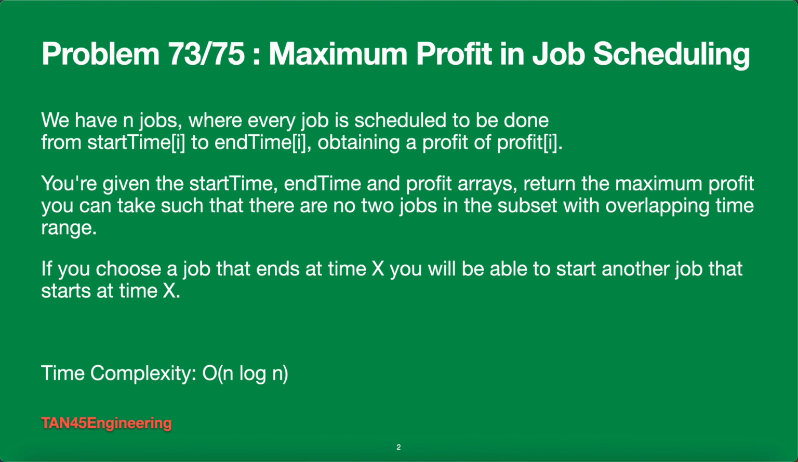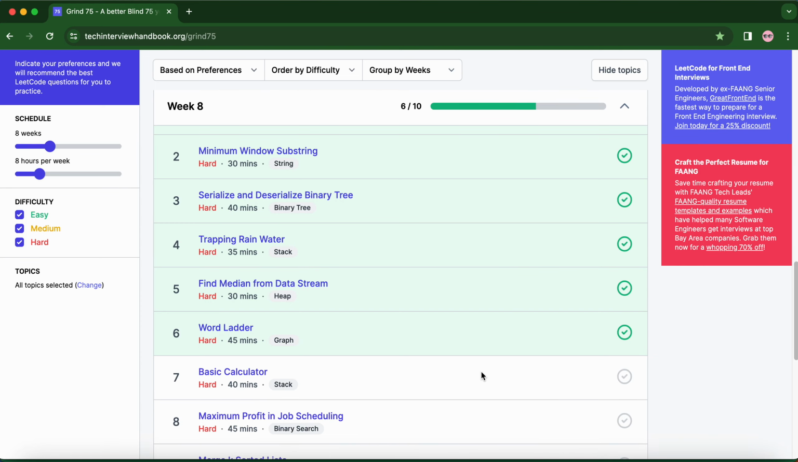So today we have reached our 73rd problem out of 75. We are almost close to our final milestone here. Today's problem is on maximum profit in job scheduling. This is one of the most frequently asked interview questions for top product level companies or the FANG companies. So let's quickly jump into the problem statement, understand it and start solving.